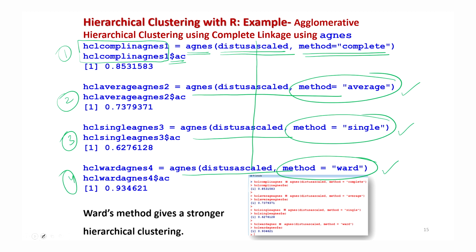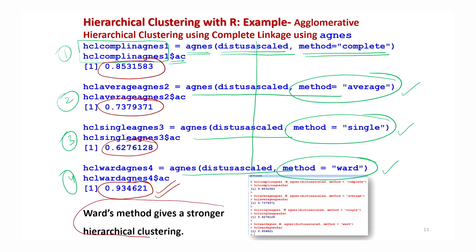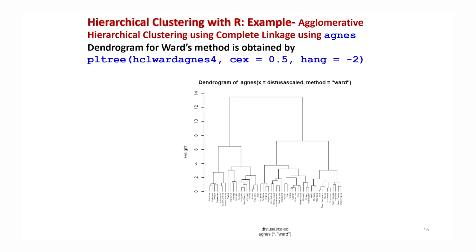Now, if you try to look at the agglomerative coefficient which you have obtained. In case number 1 with complete linkage, it is 0.85. Then for the average linkage, it is 0.73. For single linkage, it is 0.62, and for the ward method, it is 0.934. So you can see here that out of these, the ward method has the highest agglomerative coefficient. So I can say here that the ward method gives a stronger hierarchical clustering compared to the complete, average, and single methods. So this is how you can compute these things here, right? So you can see it's not difficult.